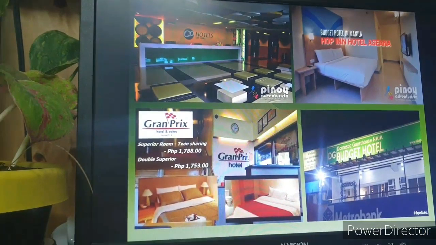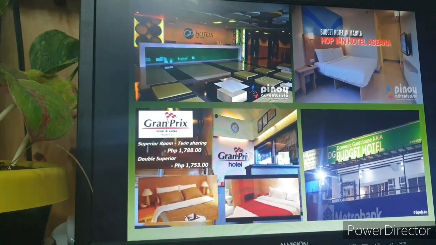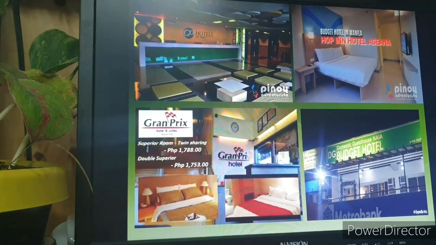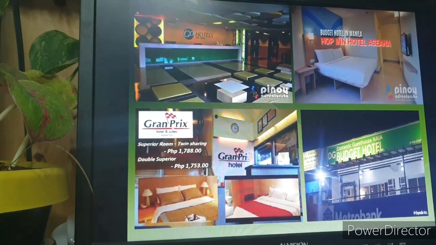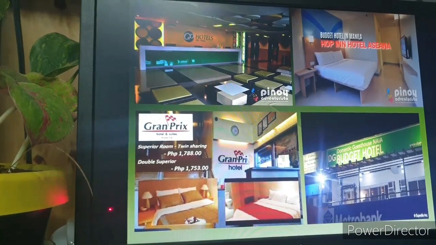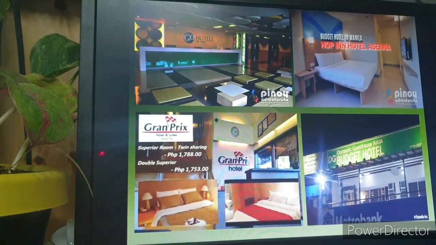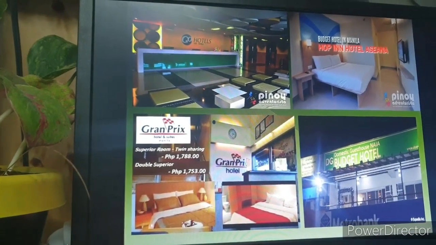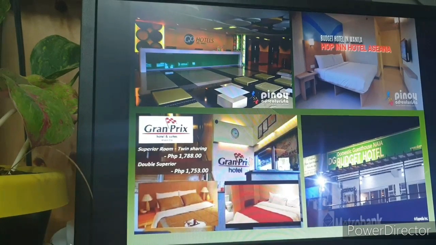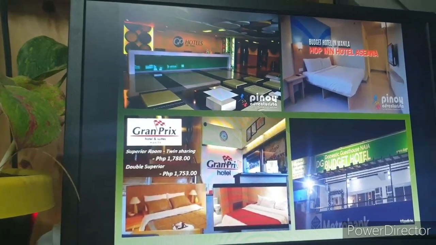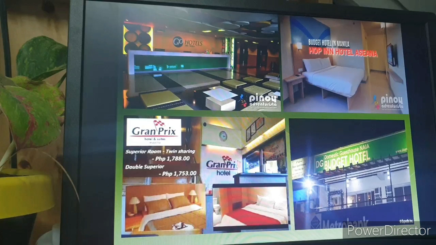So we have the following. As we are familiar maybe with Go Hotels, budget hotel in Manila, the Hop Inn Hotel. We have Grand Prix, a sister company of Victory Liner, of course. And of course, we have TG, that's Domestic Guest House. It is located near NAIA.